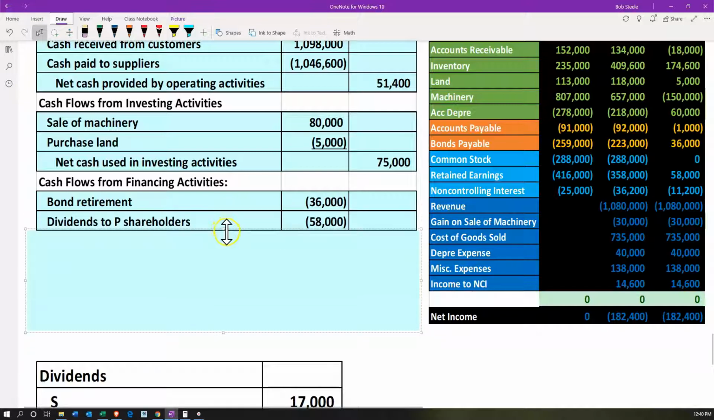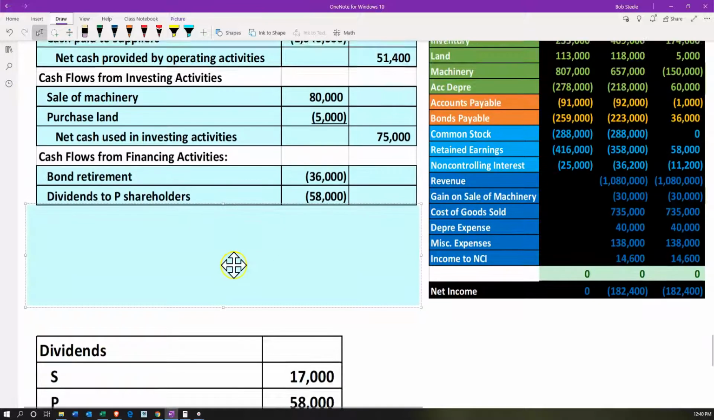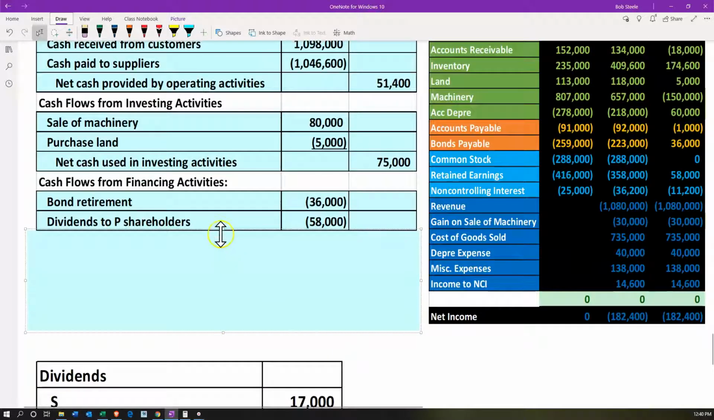Then the dividends to the P shareholders was 58,000, which we could see here as the difference in the retained earnings, because that dividends is included in the retained earnings. If we wanted to check that, we could check the GL and see what that 58,000 is, and we should be able to see it's dividends. We could see it down here in our data as well.